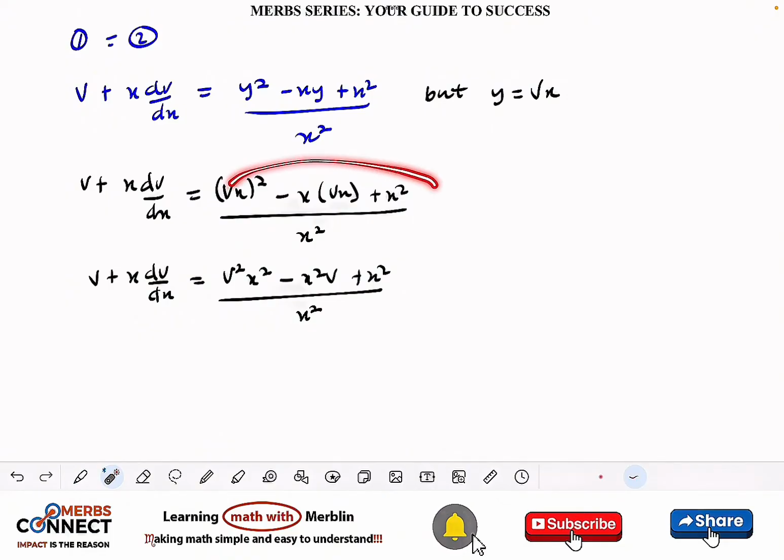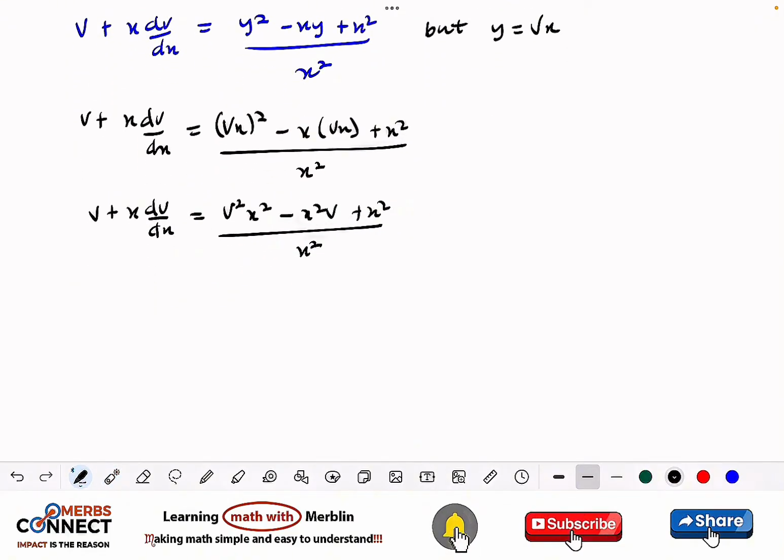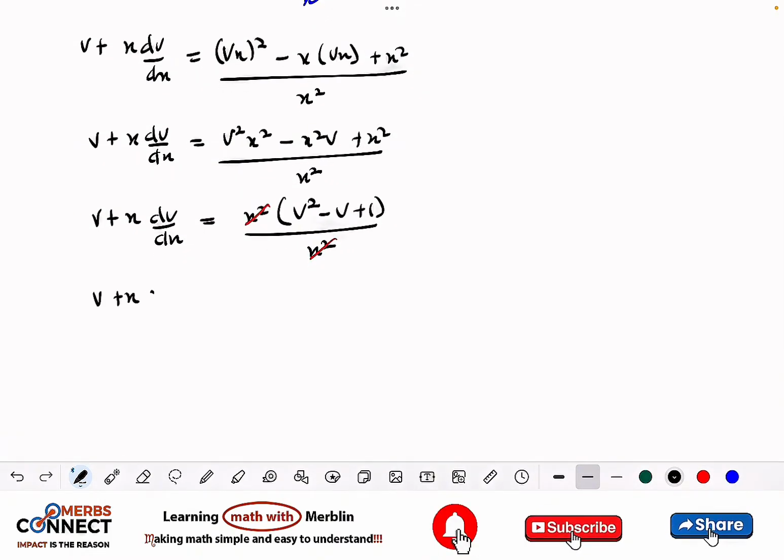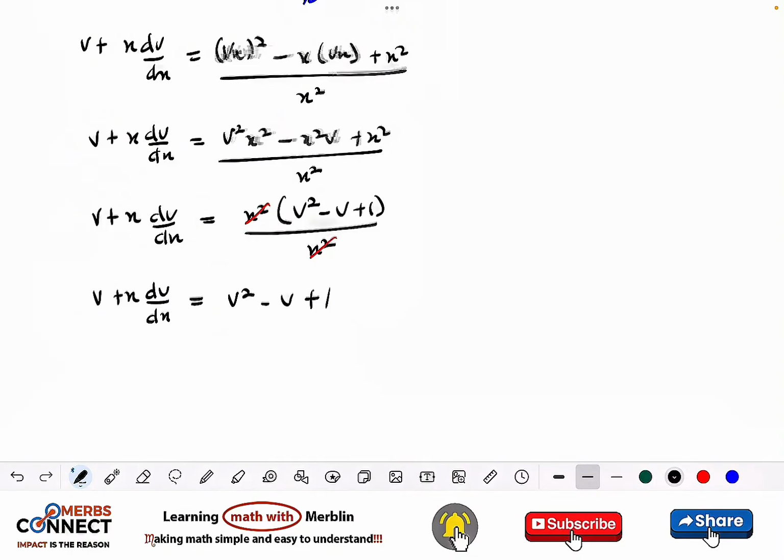So I'm just simplifying this. Now v plus x dv over dx is the same as, here I can factor x squared out. So v squared minus v plus 1 divided by x squared. Then the magic will happen. This will cancel this. Then I'm going to have v plus x dv over dx, which is the same as v squared minus v plus 1. Good. So now we have two variables, which is x and v.